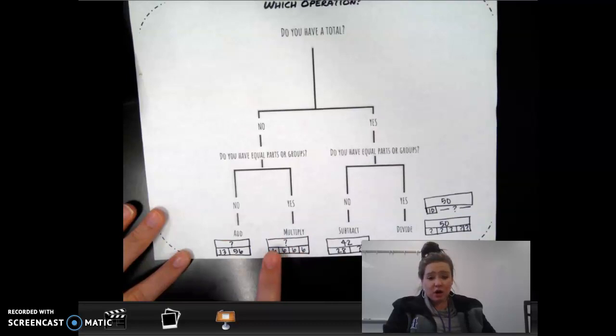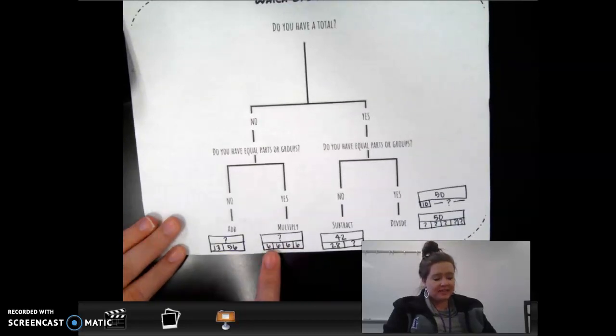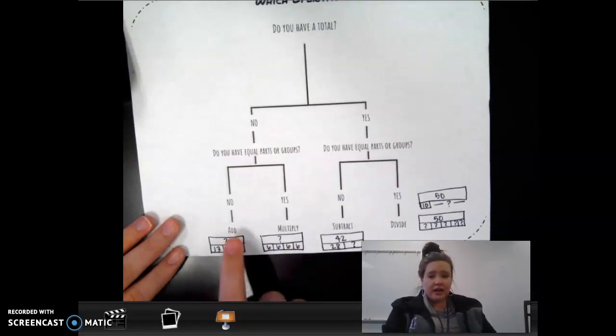And my groups are groups of the same size, or the same quantity. My groups have the same amount in them. In this case, I have 4 groups, 1, 2, 3, 4, and each group has 6 in it, okay? So my groups would be 4, and then the size of the group, or the quantity of the group, is 6. So that's the difference between addition and multiplication. Neither one of them, you know your total. You're looking for a total.